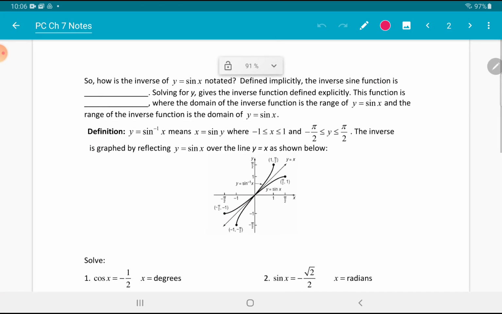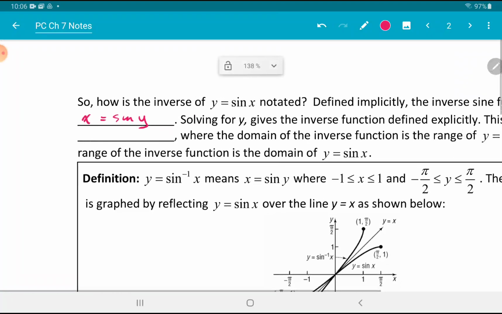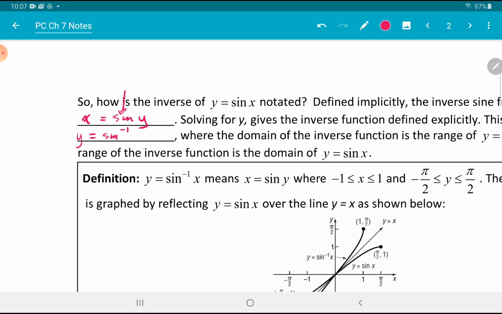So how is the inverse of y equals sine of x notated? Well, as we discussed when working with inverse functions, you can just switch x and y. So x is equal to sine y, just like that. Then remember that you want to solve for the value of y. The way you solve for y is you need to get rid of this sine operation here, and the way we can do that is by doing its inverse. It looks like this, sine inverse of x.